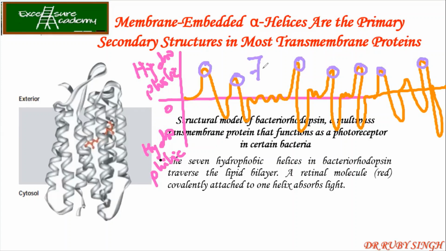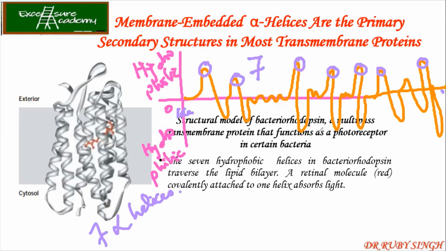So how many are there? 7. And we know that in bacteriorhodopsin also 7 alpha helices are there. So whenever any protein is drawn on the hydropathy plot, this is the first amino acid till the last amino acid. In between, it will give you the regions which are going to form the alpha helices in the transmembrane regions.